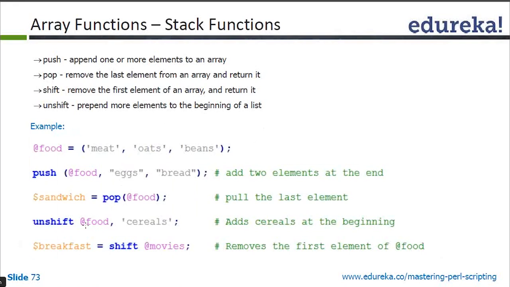If you do the unshift, it will prepend, which means it will add more elements to the beginning of the list. So add cereals at the beginning, and it will become cereals and then meat and then eggs, bread, whatever it is. And when you do shift food, it will remove the first element from the array. You can even store the output in a scalar variable. So it will remove the first element of food, which is cereals, and store it in breakfast. So breakfast equals cereals. That's how it works.